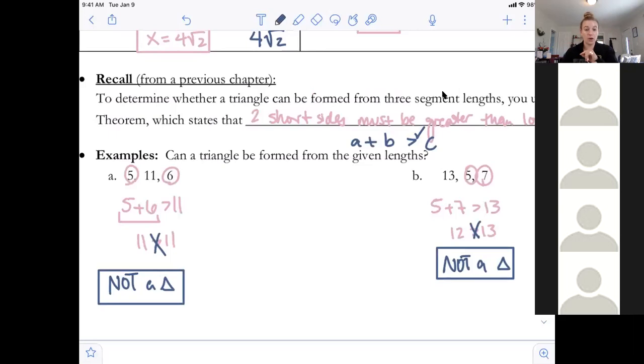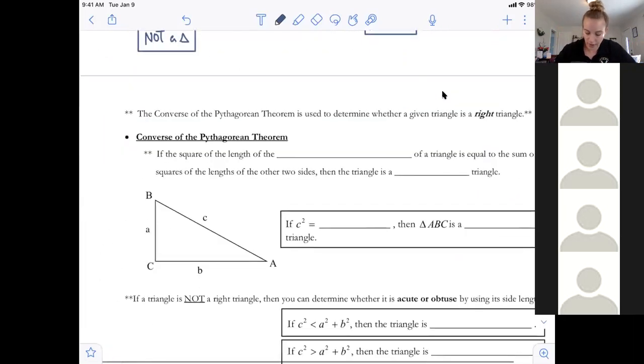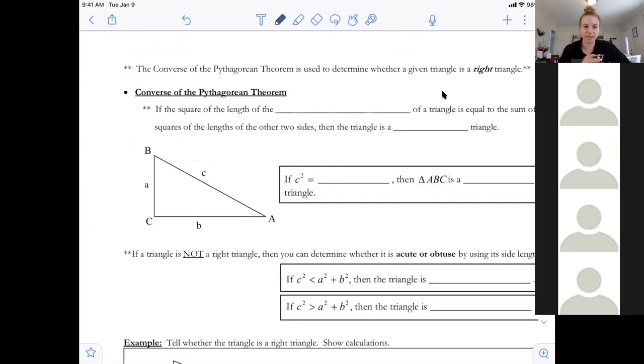Now, if it is a triangle, then we're going to continue on to do another step that we're going to learn on the next page. All we've learned on the first page, though, is Pythagorean theorem, and then to remember how to see if 3 segments make a triangle. Anybody have any questions so far? Okay. Go ahead and flip your paper over or scroll up or whatever you're doing. I don't know how you're taking your notes, but we're going to the next page.